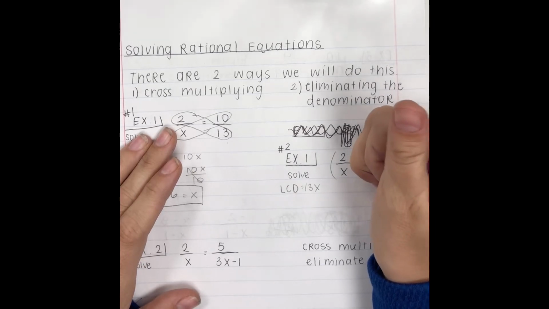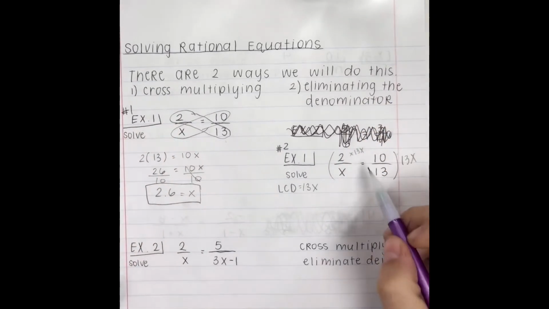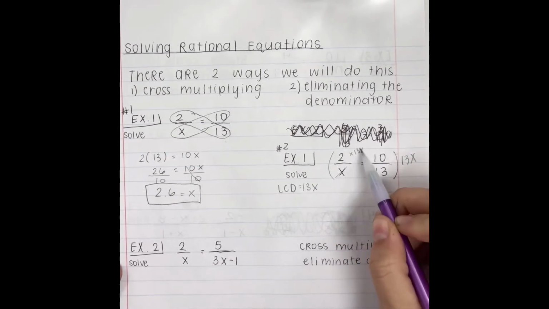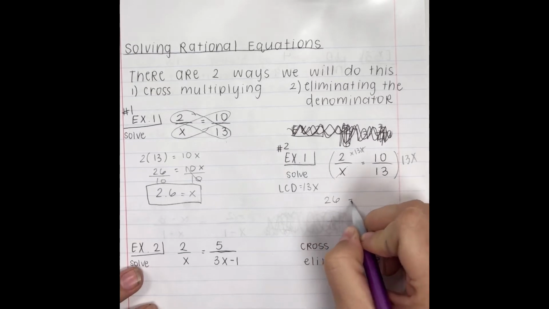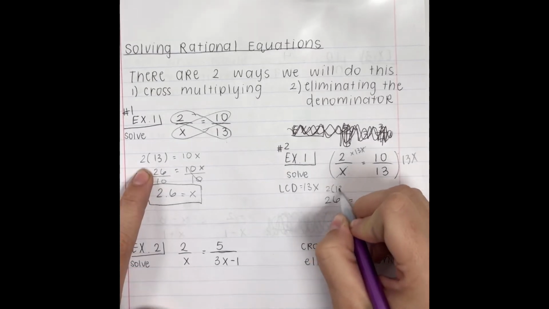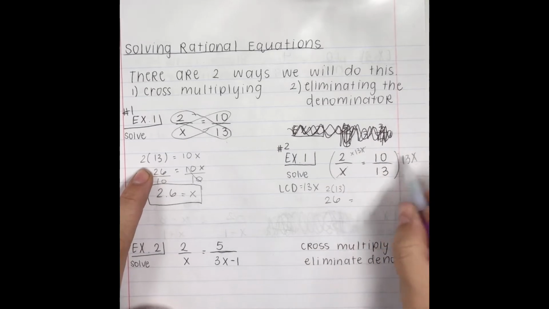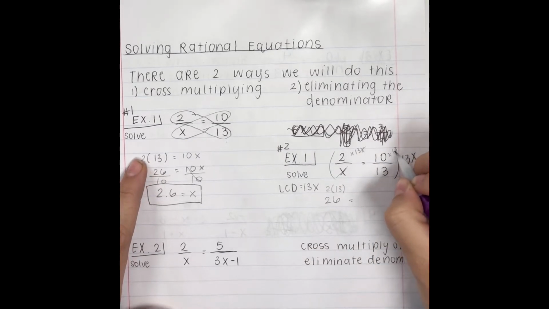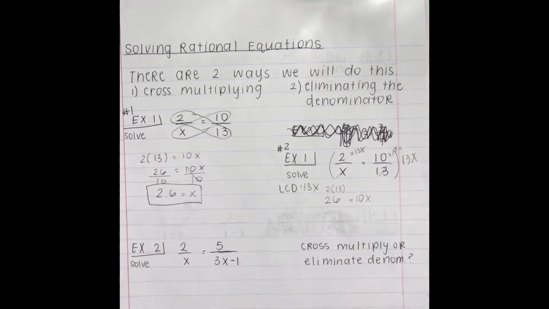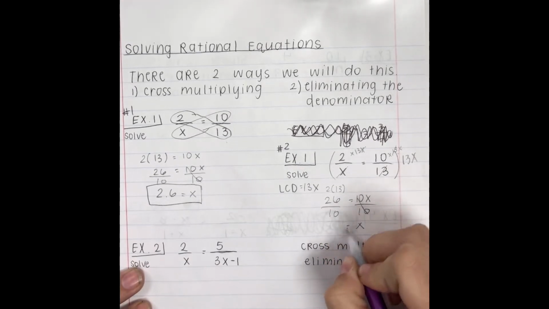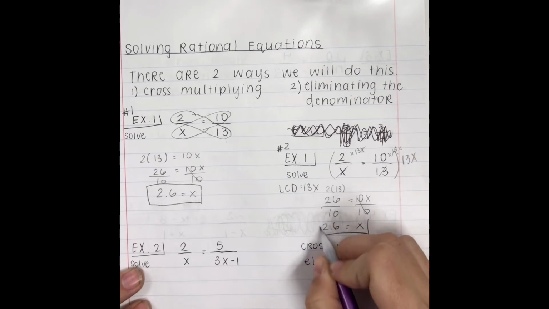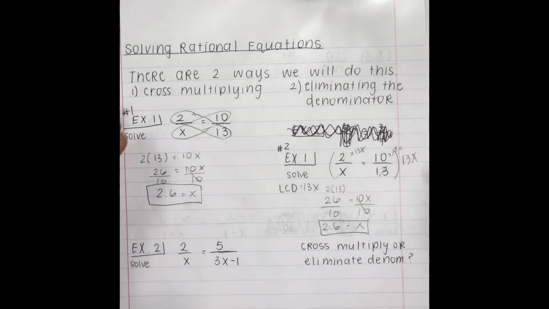Because when you multiply this side by 13x, the x's cancel and you get 2 times 13, which is 26. Or just like we had before, you would have 2 times 13. And then when you multiply this side by 13x, your 13's cancel, leaving you just 10 times x. And same thing, you would divide both sides by 10 and get x equals 2.6. Okay, both essentially do the same, okay?